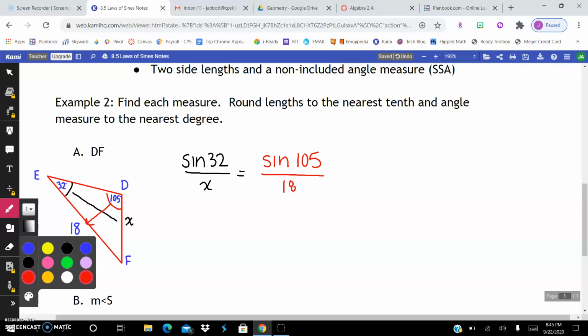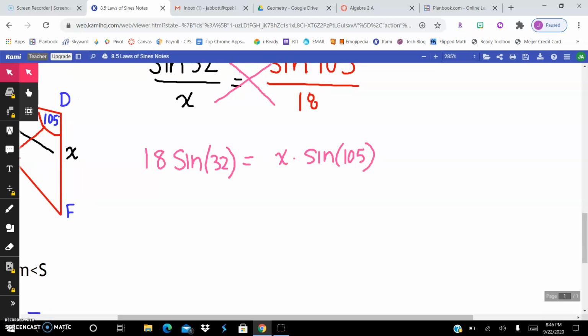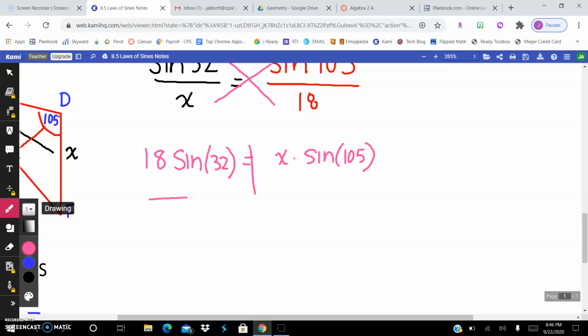be 18. Now we just set up this proportion here, and we are going to cross multiply to solve our ratio. So the sine of 32 times 18, and I'm going to put that 18 out front so it doesn't get messed up with that 32, is equal to x times the sine of 105. So this is now an upside down t problem, and we want to solve for x. So x is being multiplied by the sine of 105, so we're going to divide by the sine of 105 on both sides.